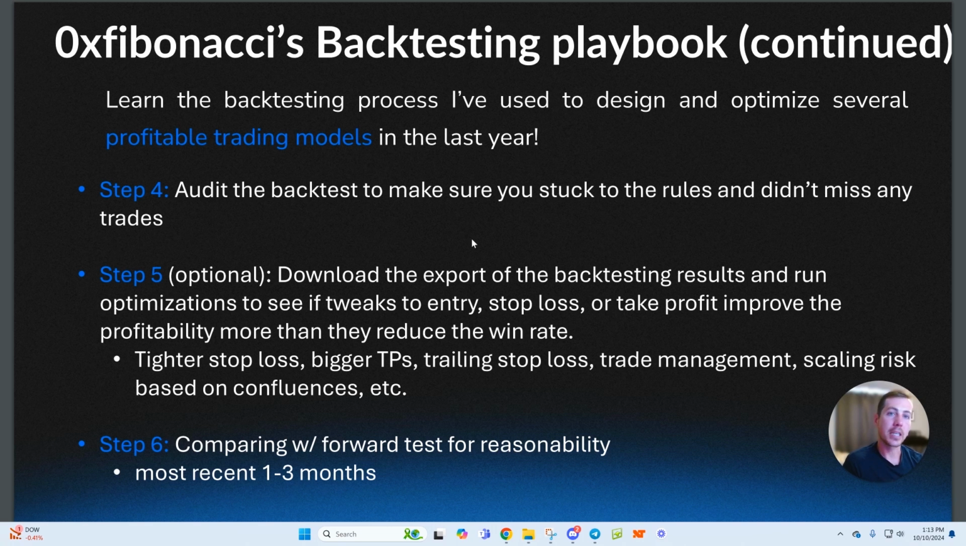But yeah, the optimizations are really cool. I do them a lot, and I think it's really important to really try to find those slight little improvements to your edge that can really add up over time.